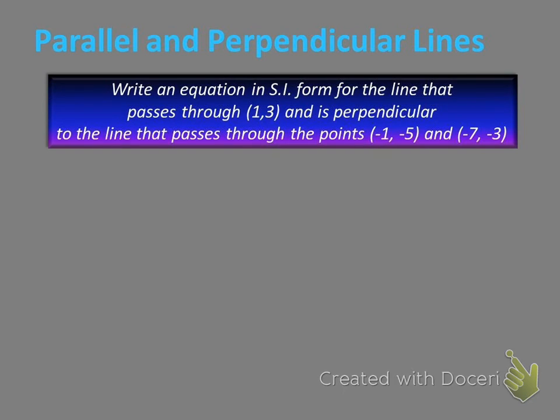So the line that I give you is passing through these pairs of points. So now you have to get your slope from those pairs of points. Use your slope formula. -3 minus a -5, so +5, over -7 minus a -1, so +1, becoming 2 over -6, becoming -1/3. Okay. Now that's the slope of the line that I give you. You want your line to be perpendicular to that, which means the slope you're going to use for your line is 3.